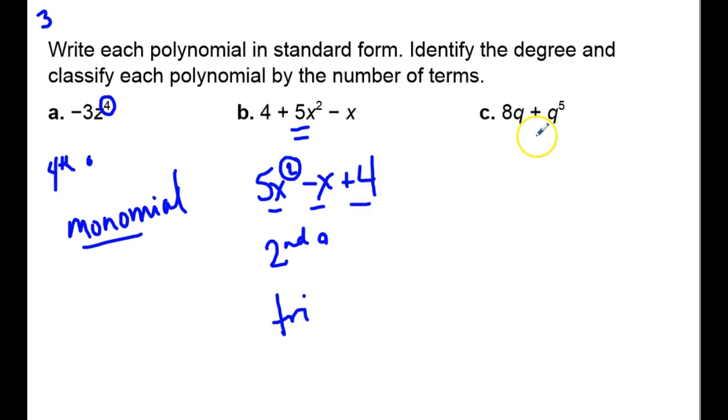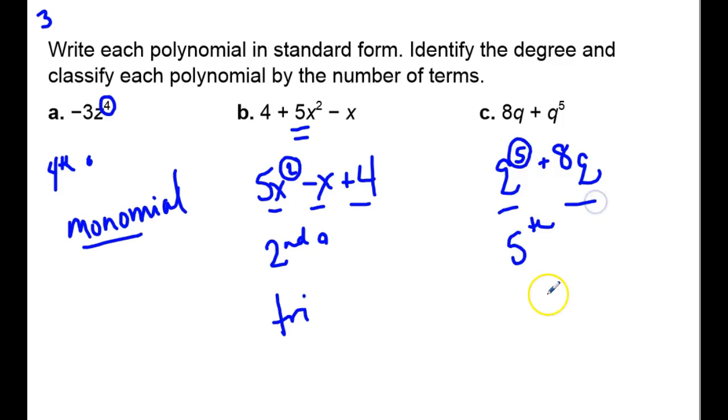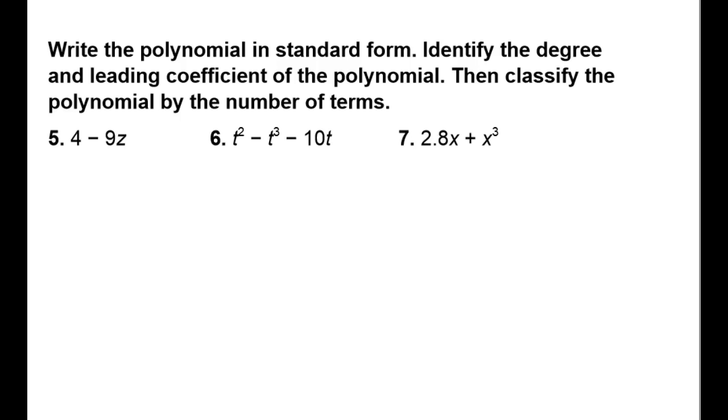So now let's look at part C. First putting it in standard form, finding the highest, so it's q to the 5th plus 8q, right, because highest exponent to lowest. And then my degree would be that highest, so this would be a 5th degree. And I see I have 2 terms, so it's a binomial. So here are your next monitoring progress. Check these out and try them.